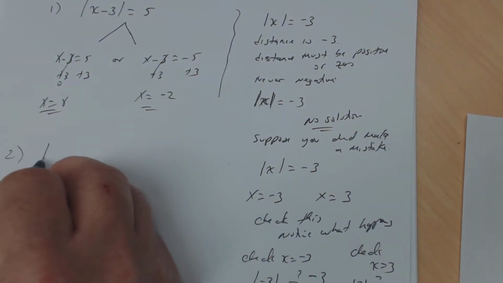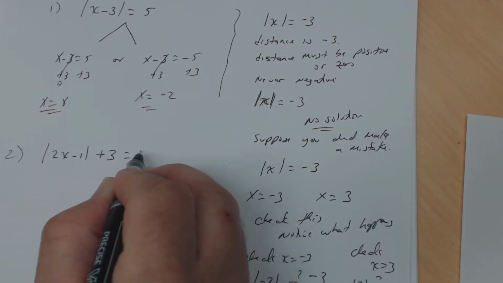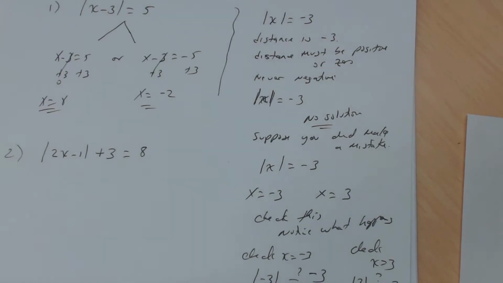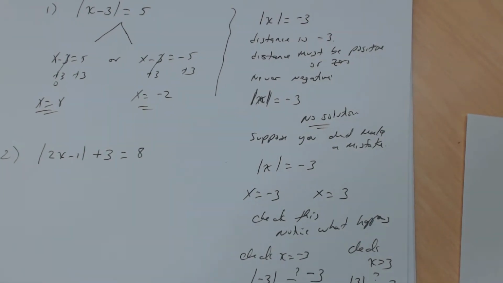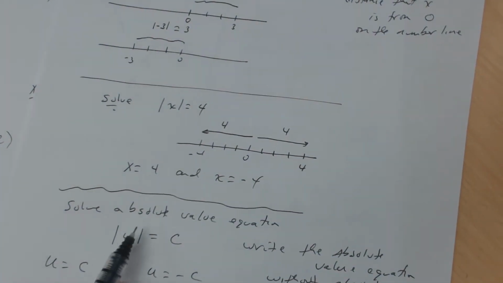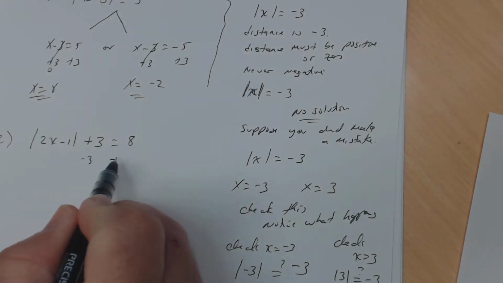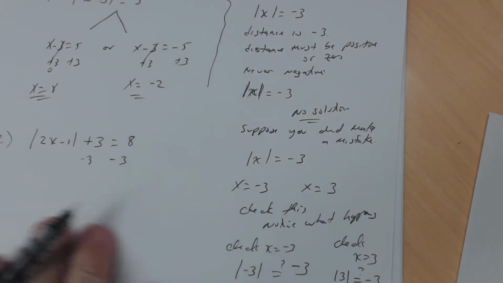So for example, let's suppose we had the absolute value of 2x minus 1, plus 3, is equal to, let's say, 8. Now, remember, you have to get the absolute value bars by itself. So you have to have this first. It must look like this: the absolute value of u must equal c. So you have to get the absolute value expression first. So you have to subtract 3. That's the first thing you have to do. If you don't, you're going to get an error.